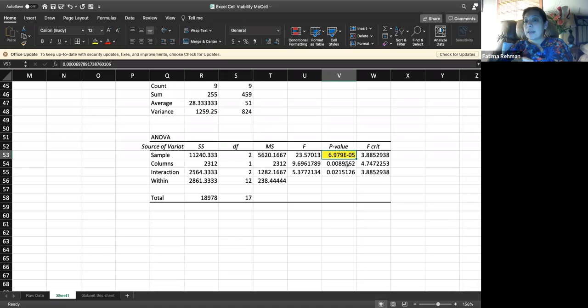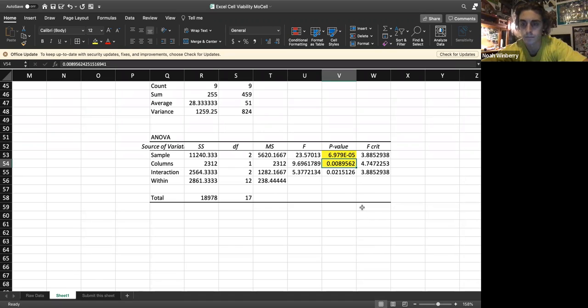Okay. Second one is columns. Is that below 0.0125? Yes. Yep, again. And this one is telling you that somewhere in the treatments, when you compare low versus high, one or more of the drugs are behaving differently at lower versus higher concentration.